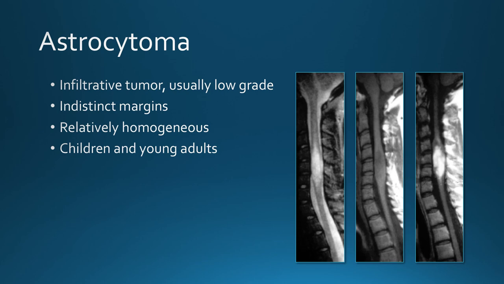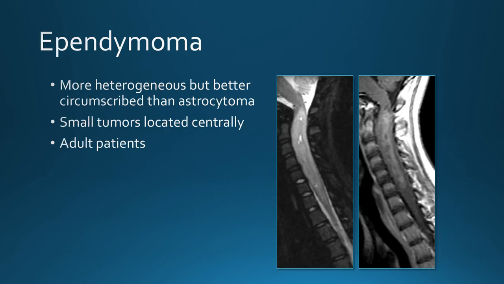Astrocytomas, this is an infiltrating tumor, usually low grade. They have indistinct margins, usually fairly homogeneous, most frequently in children and young adults. Ependymomas tend to be more heterogeneous than astrocytomas, but better circumscribed. If it's a small tumor, they tend to be located centrally because they arise from the ependymal cells. However, once the tumor is large, you can't really tell what part of the spinal cord it arose from, and we usually see these in adult patients.